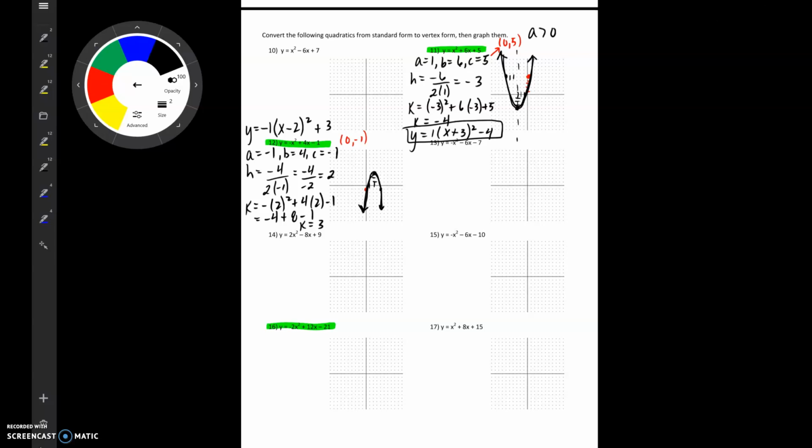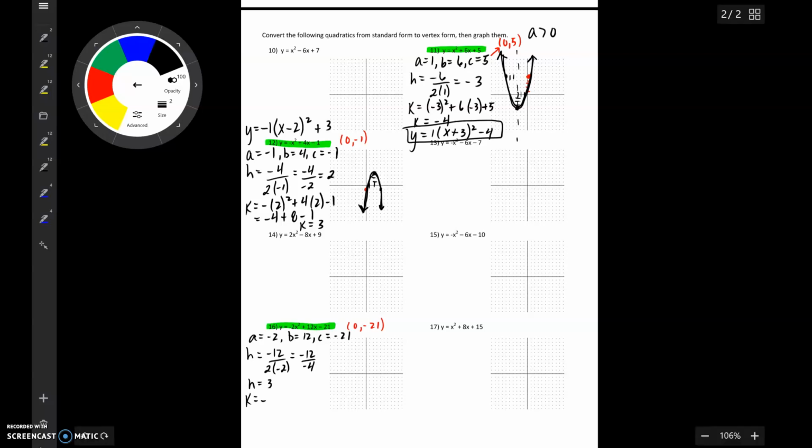All right, and then lastly, number 16, A is equal to negative 2, B is equal to positive 12, and C is equal to negative 21. So just looking at this, I automatically know I'm not going to be able to plot my y-intercept as one of my points. Okay, so we're going to have to do something a little bit different. All right, so the x-coordinate of my vertex, I have the opposite of B divided by 2A. So that gives me negative 12 divided by negative 4. So my x-coordinate is positive 3.